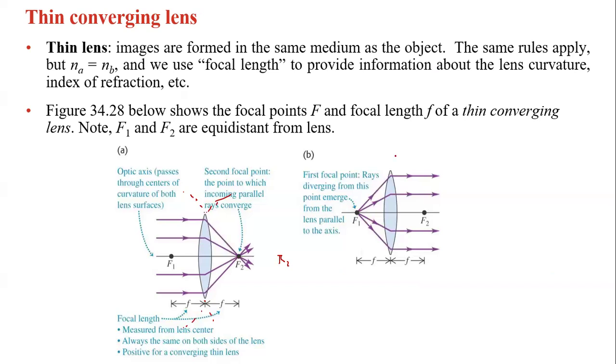If you have rays diverging from this point, they will emerge from the lens parallel to the optical axis, at a distance F.